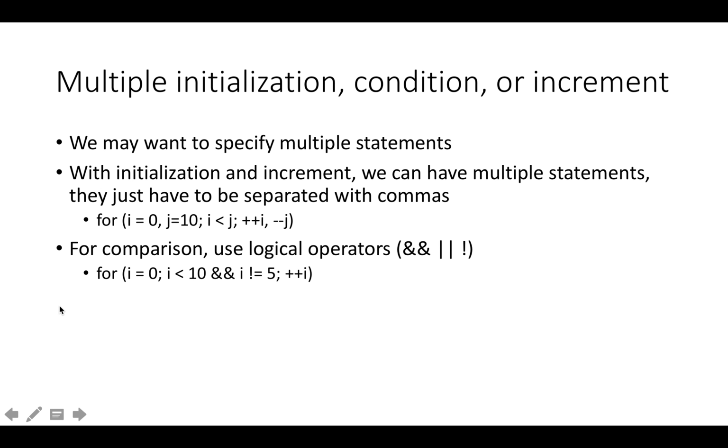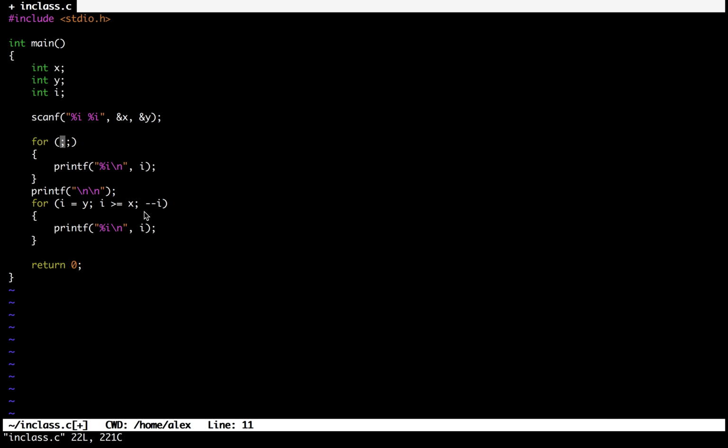So we can also do multiple initializations, conditions, or increments. So let's say we wanted to do multiple initializations. This doesn't really match this problem anymore, but we'll do it anyway. Let's say we wanted to initialize both I and X. We could say I equal to X, and then X equal to 0, or something like that. Or we could say I equal to X, X equals to Y, or we could specify any number of assignments that we wanted run that very first time the for loop is entered right here.